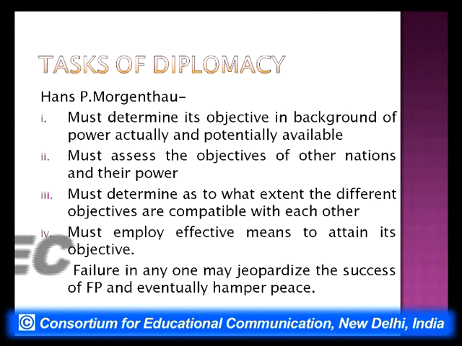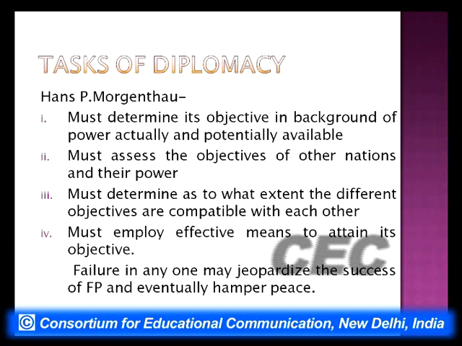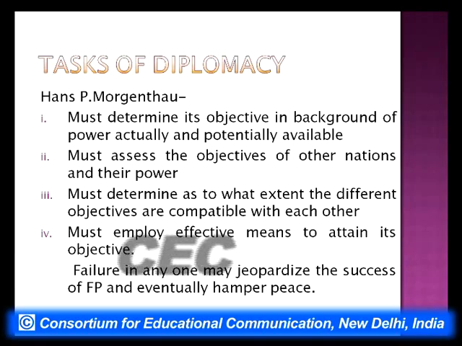According to one of the most important contributors of international politics, if we look at Hans Morgenthau's definition of diplomacy and what tasks he assigns to diplomacy, we have to look at 4 important things. He clearly says that there are 4 important tasks of diplomacy. First is that diplomacy must determine its objective in the background of power actually and potentially available. Actually available is the amount of power that it can use, potentially is all the hidden power that it has. So, the objective of a country is a reflection of the amount of power a country has.